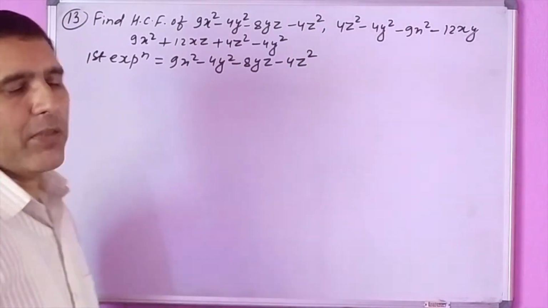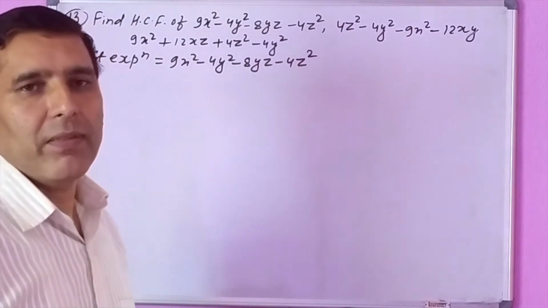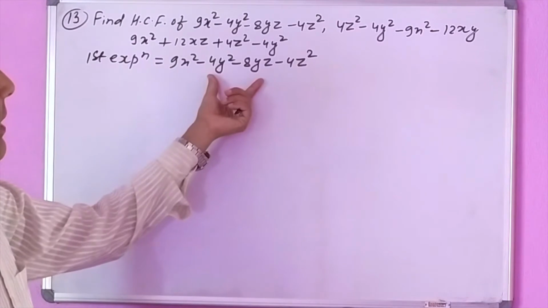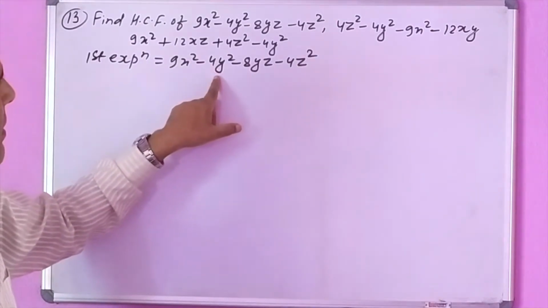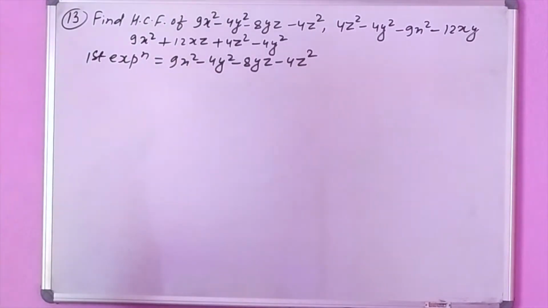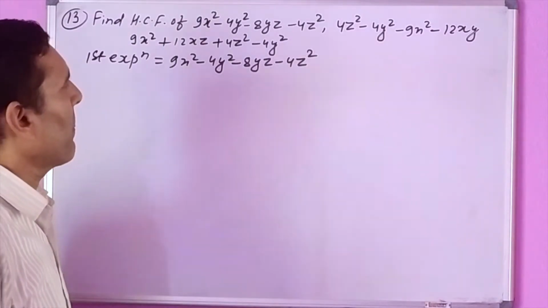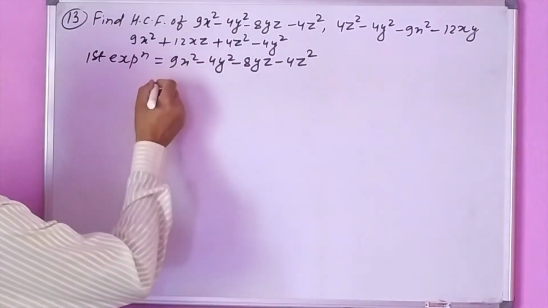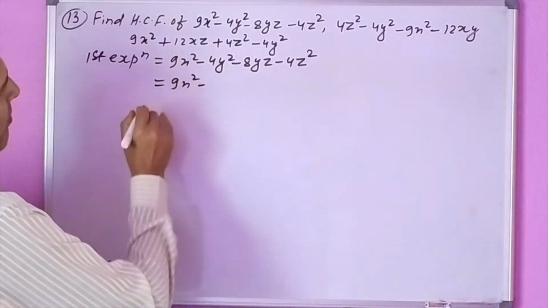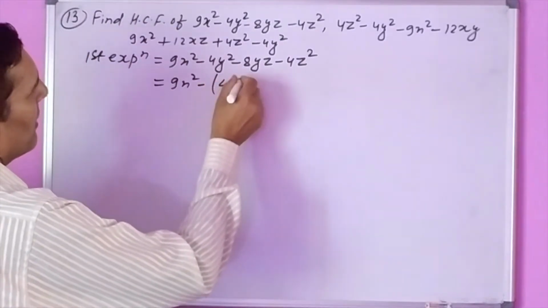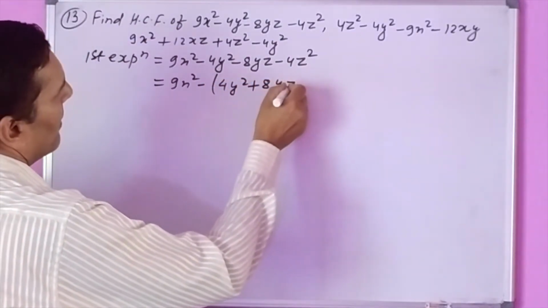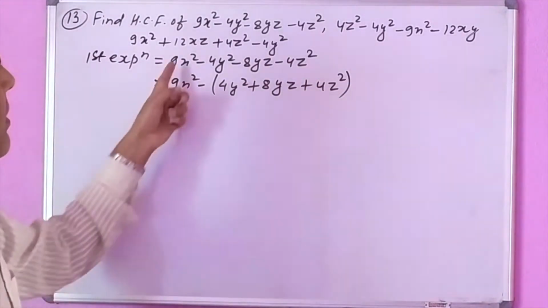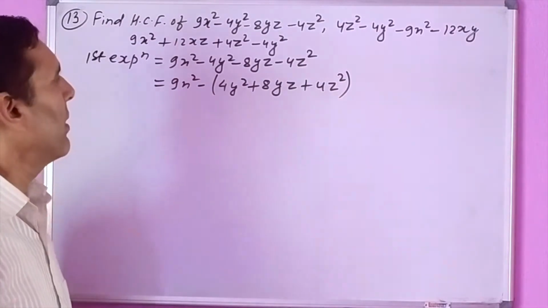Now how do we factorize this expression? How is the factorization possible? Look here guys, if you take minus common in the last three terms, the remaining terms will complete the square. 9x square, take minus common, so 4y square plus 8yz plus 4z square will be remaining in the bracket. After taking minus common, all terms will be positive.